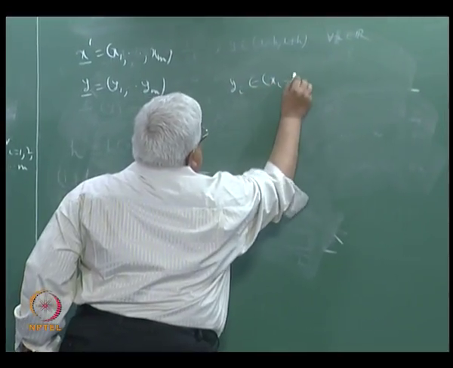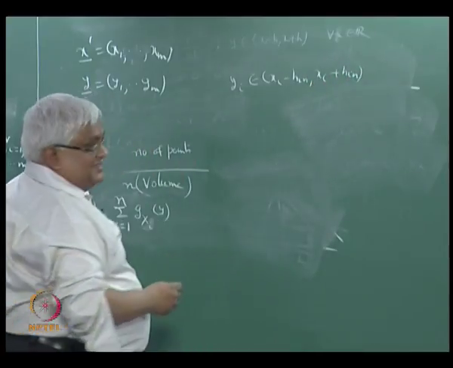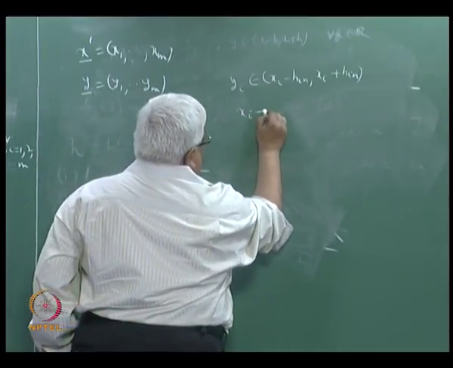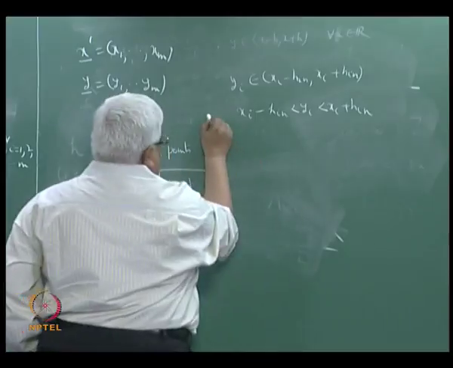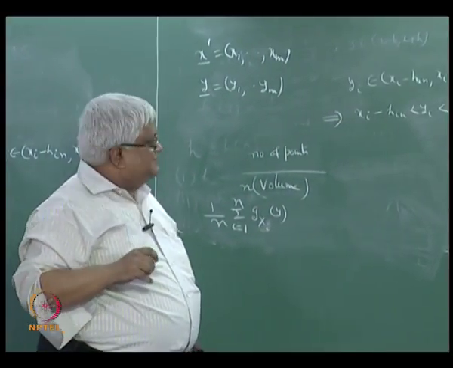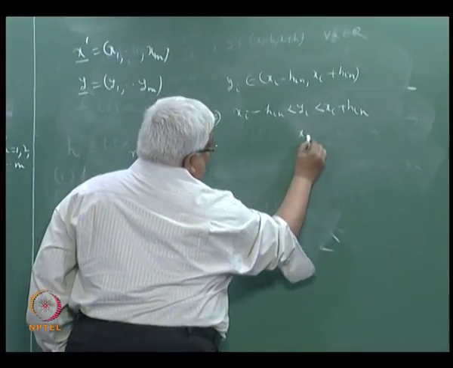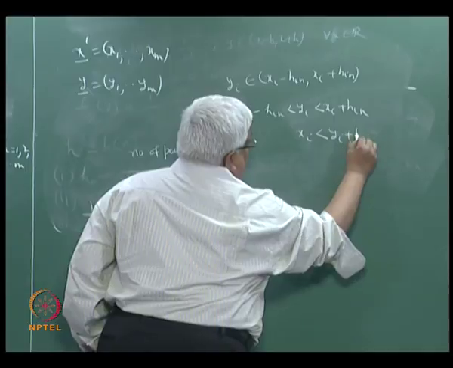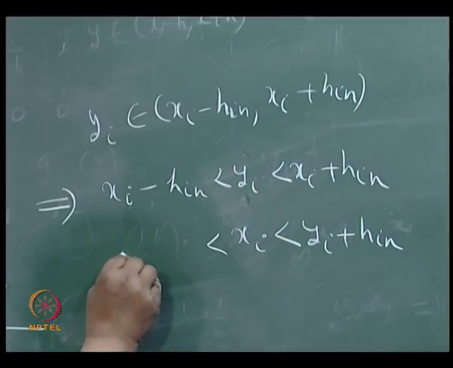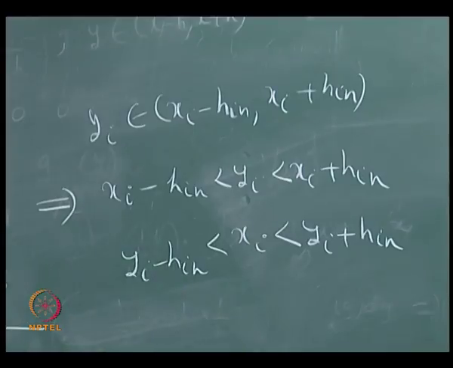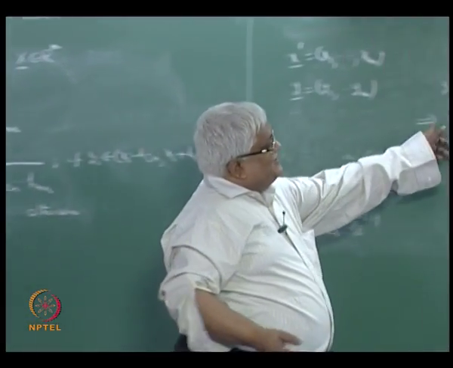yi belongs to xi minus hn to xi plus hn. This means what? xi minus hn less than yi less than xi plus hn, right? You bring this hn to this side, then xi will be less than yi plus hn, and bring this hn here. So either you write this or you write this, it is the same.